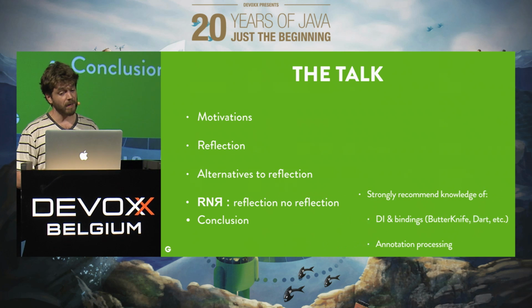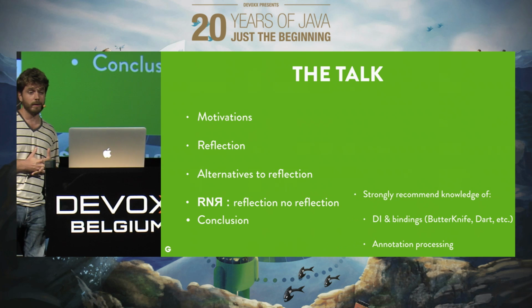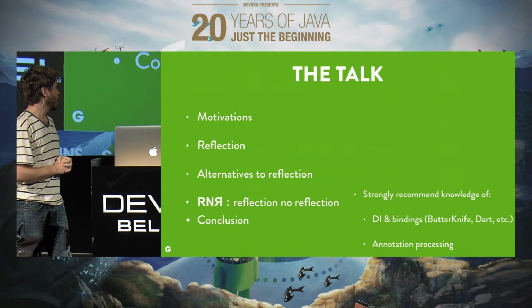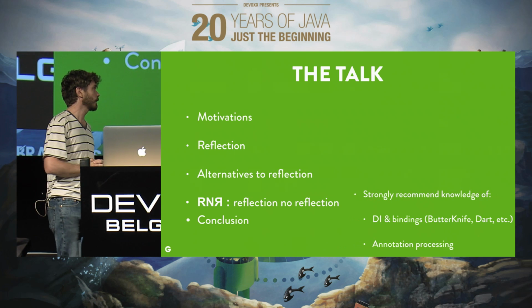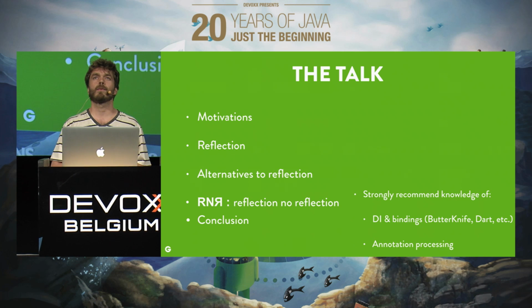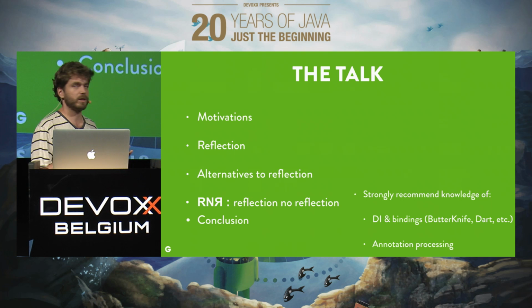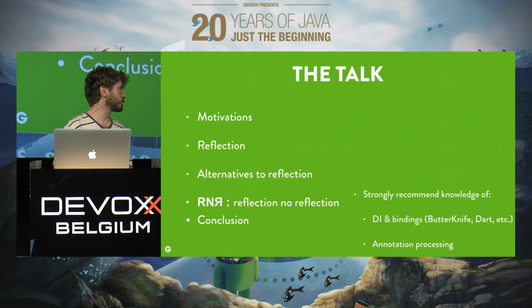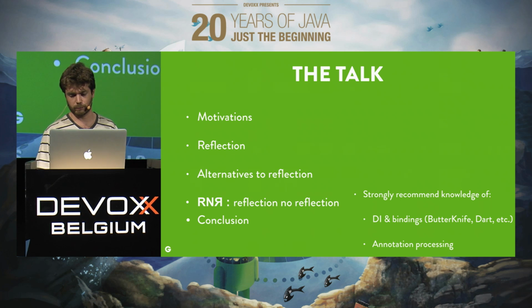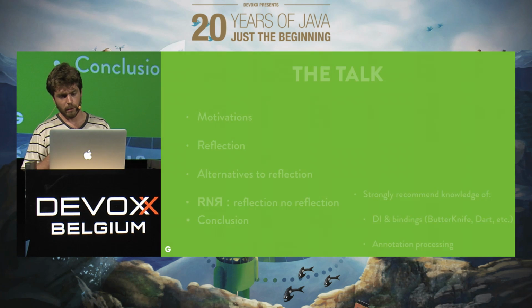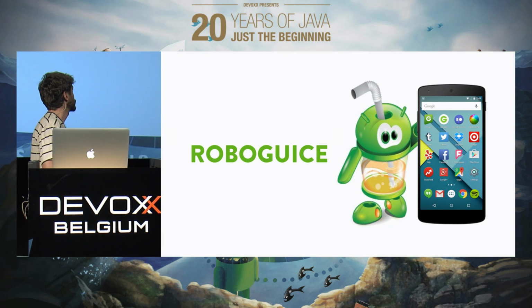Prior to this talk, I would strongly recommend that you have some background knowledge of dependency injection, DI, and bindings. By this I mean stuff like Butter Knife, Dart, so everything that can assign a value to a field basically inside an activity, a fragment, whatever. And some background knowledge also of annotation processing. So we will have some reminders during the talk.